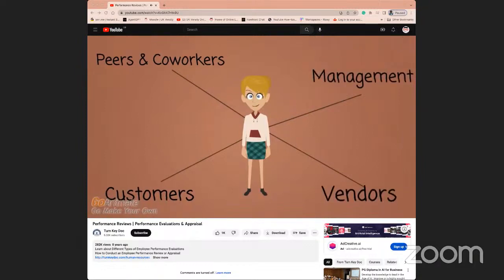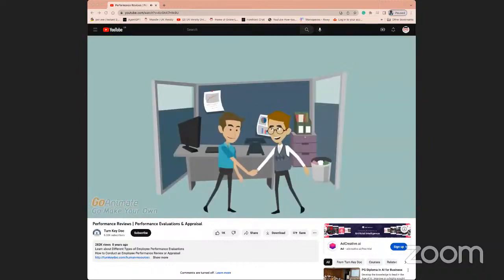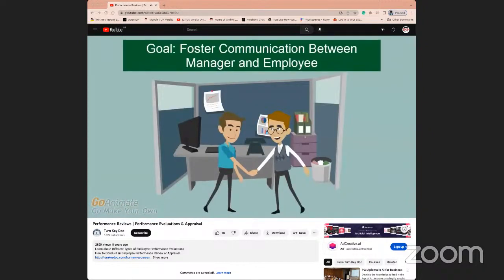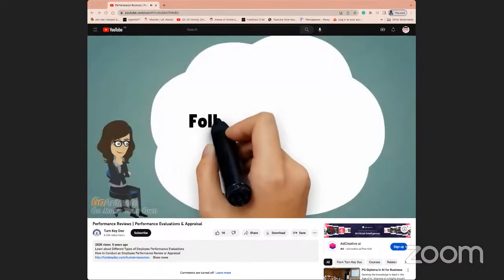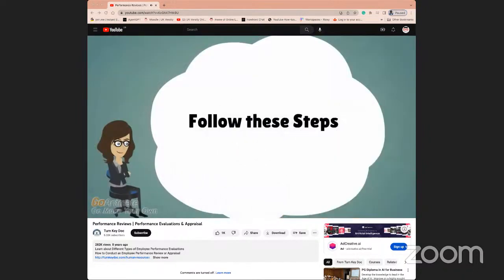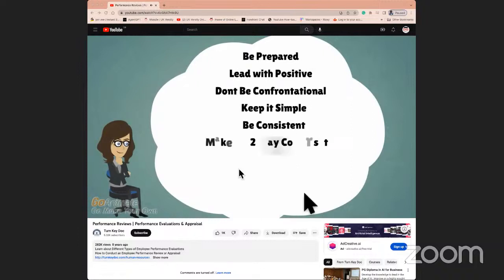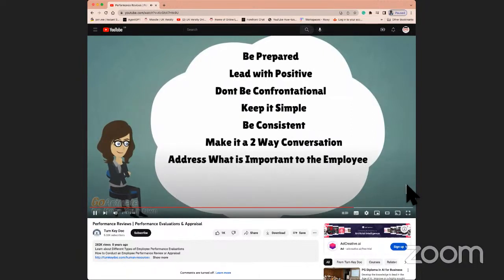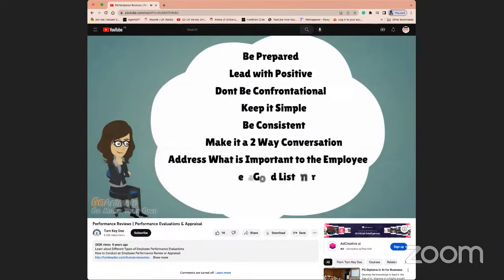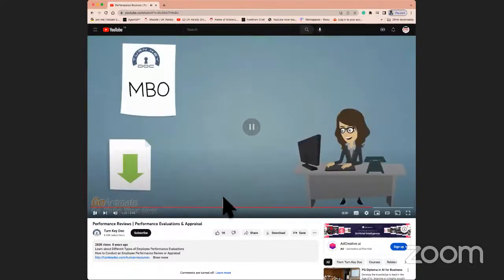No matter which type of performance evaluation is used, remember the goal is to foster communication between managers and employees. To make your performance reviews as productive as possible, try the following steps. Be prepared. Lead with the positive. Don't be confrontational. Keep it simple. Be consistent. Make it a two-way conversation. Address what's important to the employee. Discuss work and life balance. Be a good listener. Give feedback regularly. To download the review template.